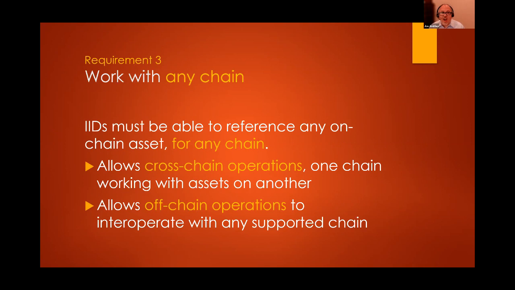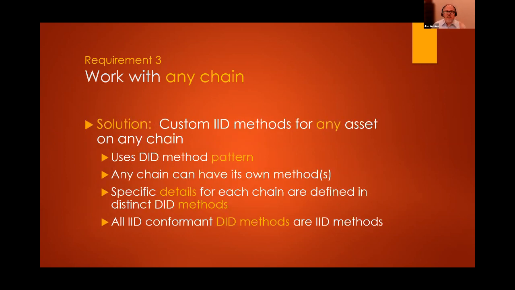It also needs to be able to support off-chain operations, so that if you have a decentralized application, a DApp, as it is often called, that DApp can operate with any supported chain. So that starts to get into a way to enable multi-chain functionality because we have a common identifier format. Our solution is that we come up with custom IID methods for any asset on any chain. We use the DID method pattern. Each method would create its own operations for create, read, update, and deactivate. And the details required for each chain or for each asset are defined in those methods. And so all IID conformant DID methods are also IID methods.